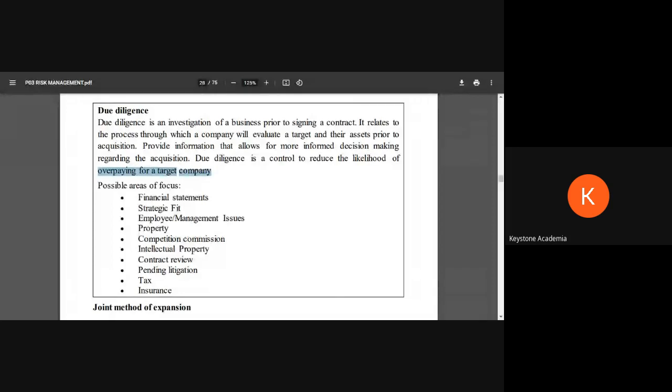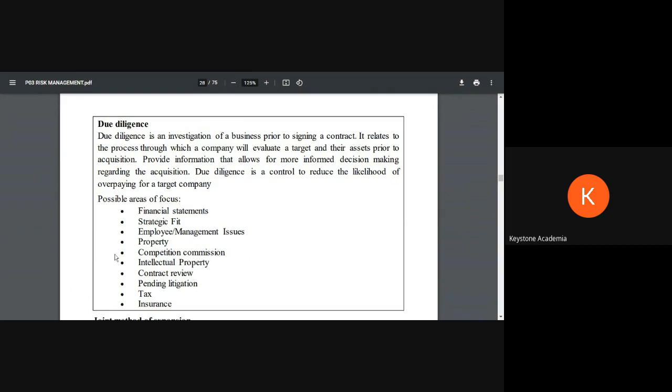What are the main areas to do due diligence? Are financial statements we have to analyze. We have to see, are they strategic fit to us? Employees and management issues, what are the management practices they are doing? Property, okay, what are the property they have? Is it used to take loans against them? Then competition commission, is competition authority allowing for us? Let's say we invested so much money and now we are going for acquisition, and currently we get a notice from the competition authority, this cannot be go forward because of monopoly or maybe because of any other reasons.